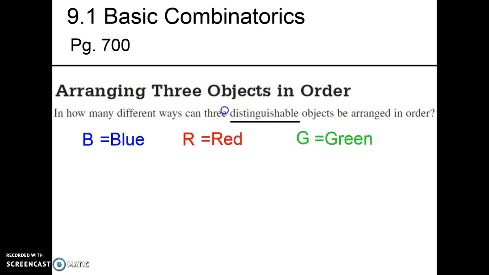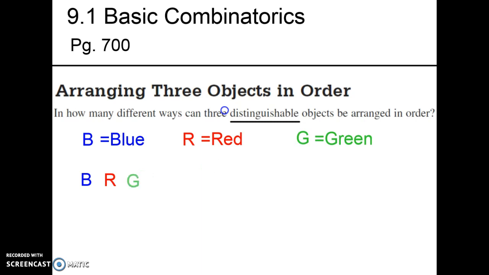All right? And I want to go through this to make sure everybody understands the whole concept, but I'll show you a shortcut here when we're done. So how many different ways can three distinguishable objects be arranged in order? Okay, so we have blue, red, and green, so the B is going to represent the blue, R the red, G the green. So we're going to take these and we're going to do all of the different arrangements that we can do starting with blue.